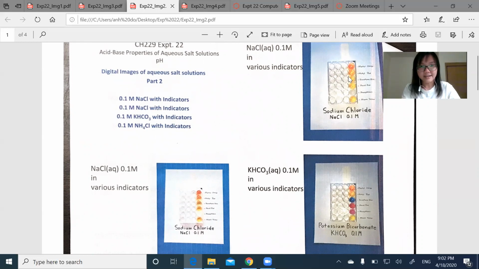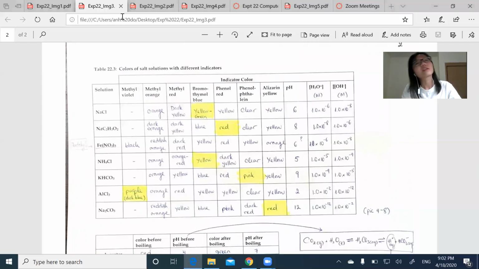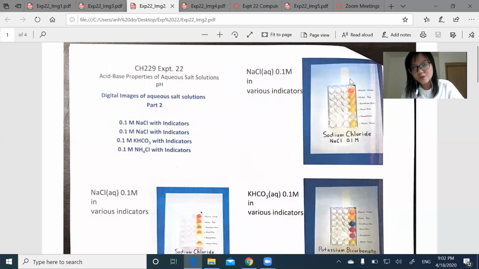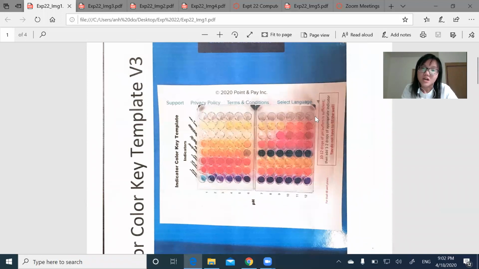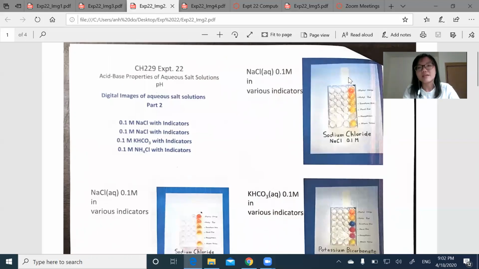So what I did when I filled out this table was to put this picture right below the whole scale of colors over here, and then pick out whichever pH would match best with the entire range of colors. So for example, NaCl would be an orange color for methyl orange, but for all the other indicators, it's going to be yellow. And then what is that? Can't read it. Phenolphthalein would still give a clear color for NaCl.